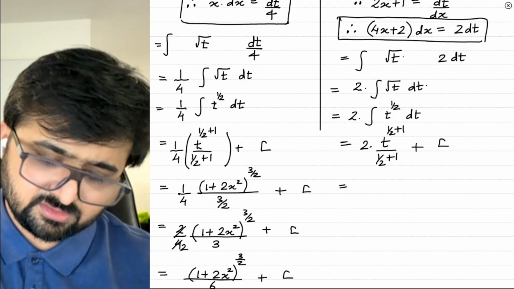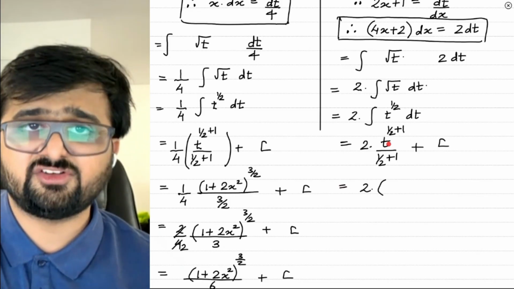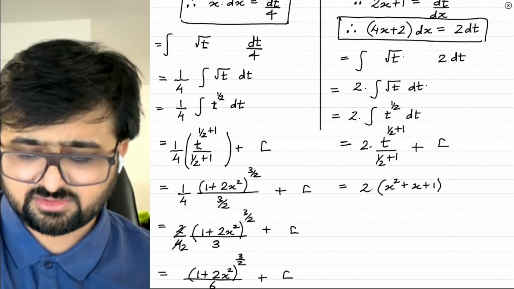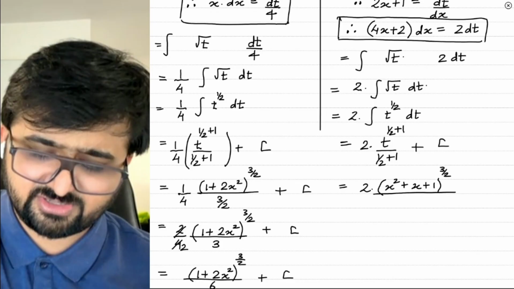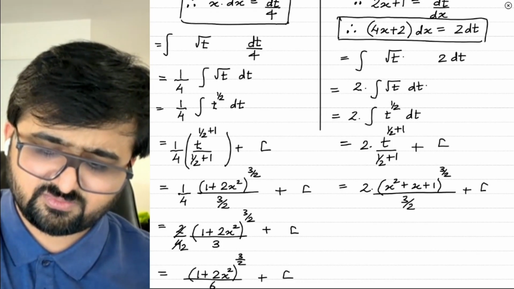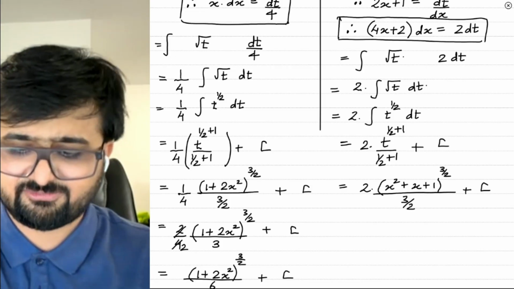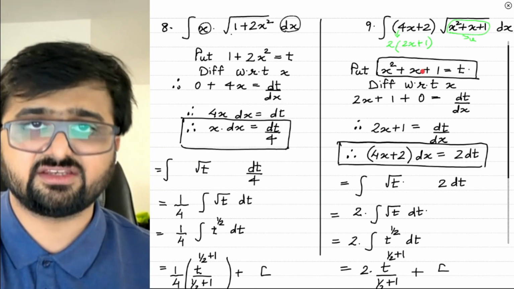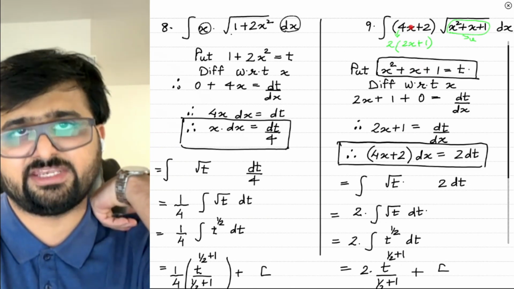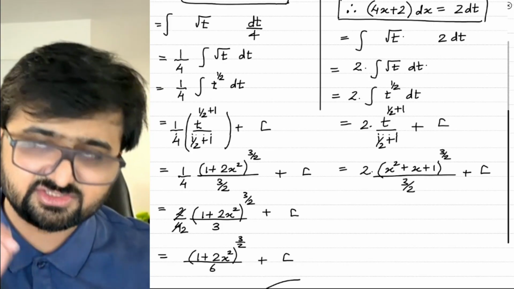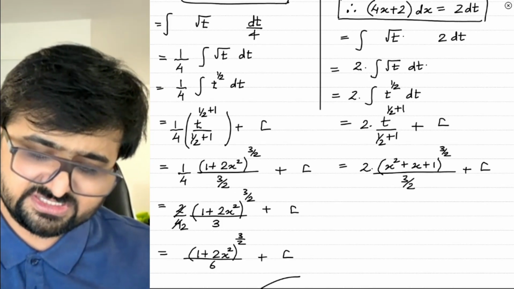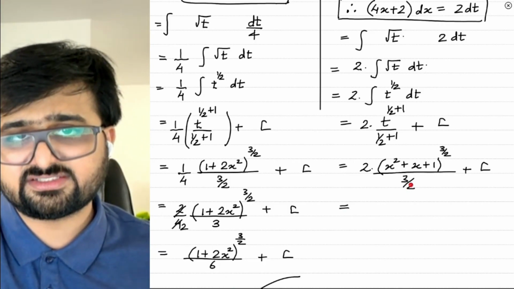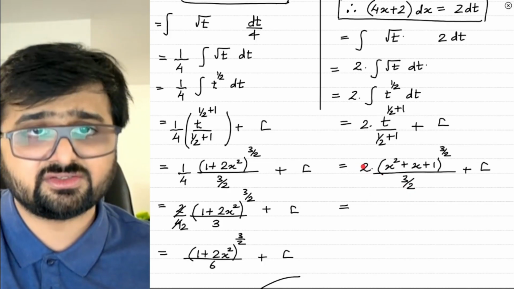Okay. Now 2 times, make the replacement. Our t was x square plus x plus 1. Okay. To the power 3 by 2 divided by 3 by 2 plus c. Okay, because half plus 1 is 3 by 2. And I just make that replacement and convert it to x again. Our final answer should be in terms of the original variable. Okay, original variable is x. So our final answer should always be in terms of the original variable, which is x. So I convert that to x again. Now that 2 is in denominator's denominator, it can go in numerator. So that 2 will go here and become 4.